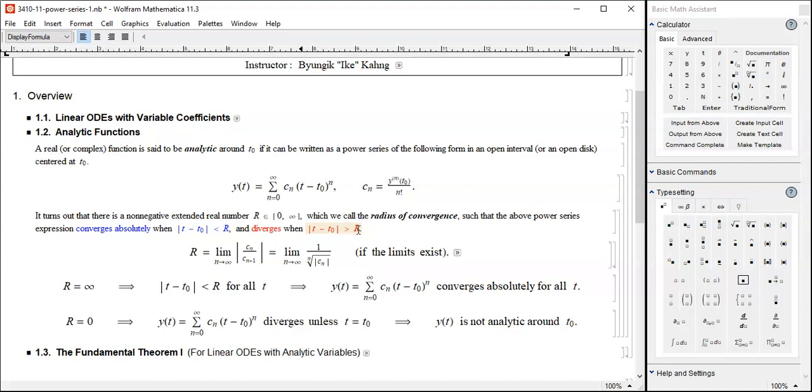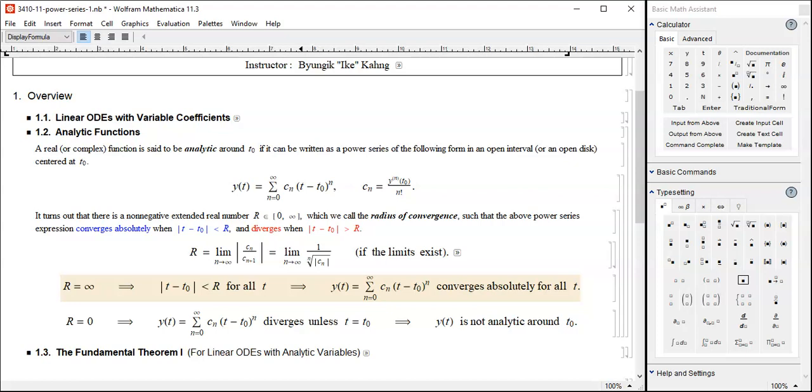What if it is infinity? In that case, this is never true because nothing is greater than infinity. And this is always true. Everything is less than infinity. So this blue condition is always true for all t. Consequently, the power series converges absolutely for all t.